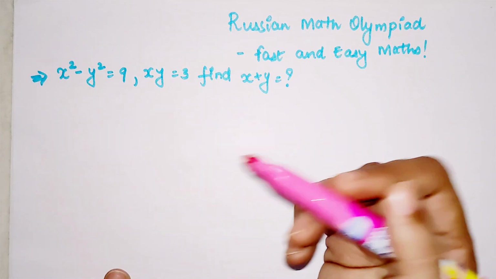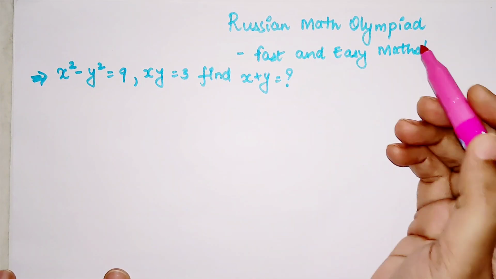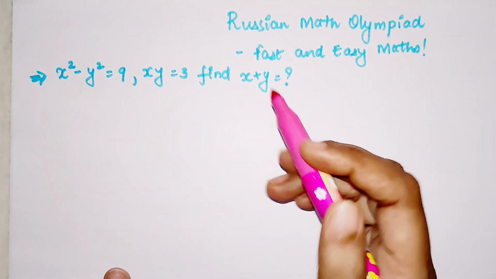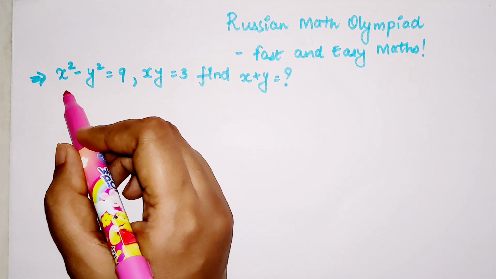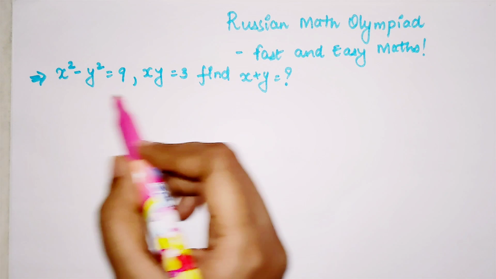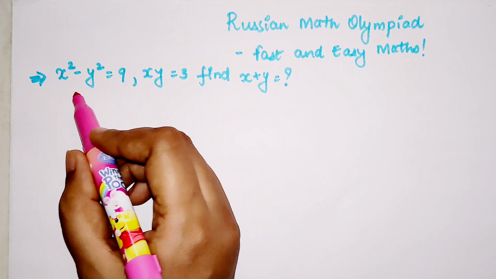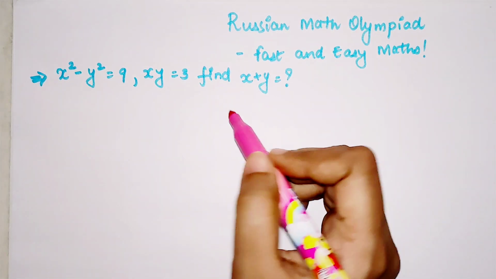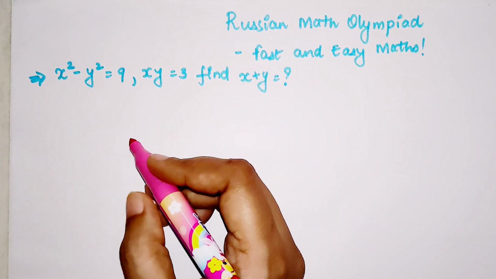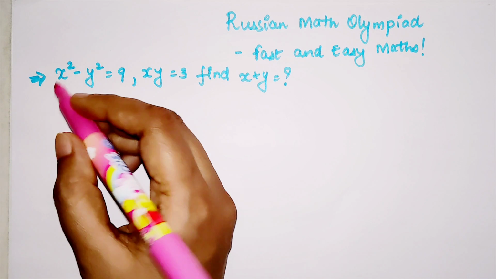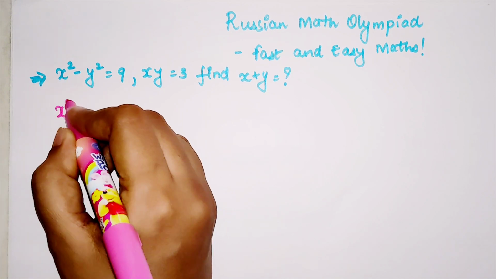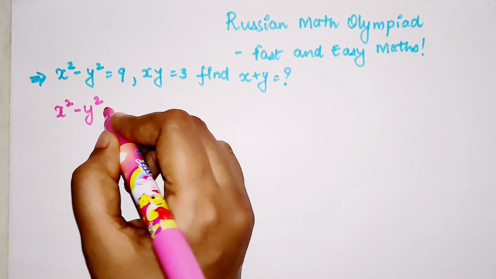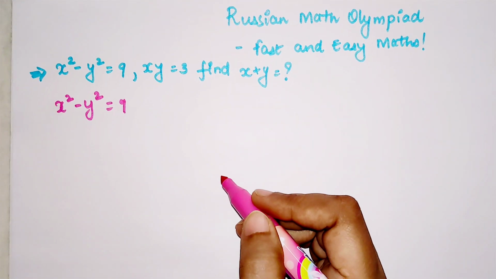So students, today we are going to solve a math Olympiad question which was asked in Russia. The question is: given x square minus y square is equal to 9 and x into y equals 3, what is the value of x plus y? So over here, x square minus y square is equal to 9. This is something which is given to us.